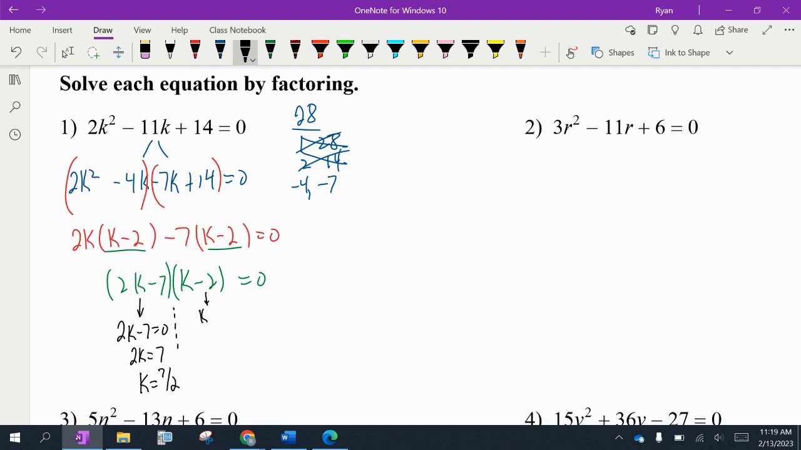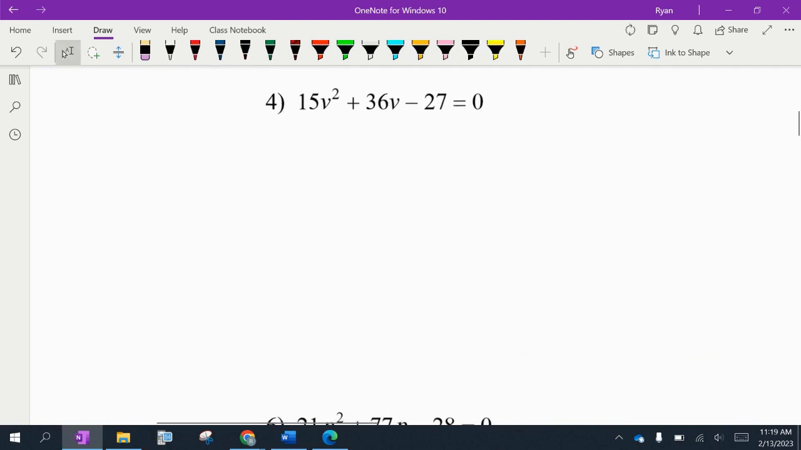And then set this equal to 0, k minus 2 equals 0. To solve for k, because it's nice and linear, just add 2 to both sides. We get our other answer of k equals 2. So solve these quadratics by factoring: we want them equal to 0, and then we factor to solve.